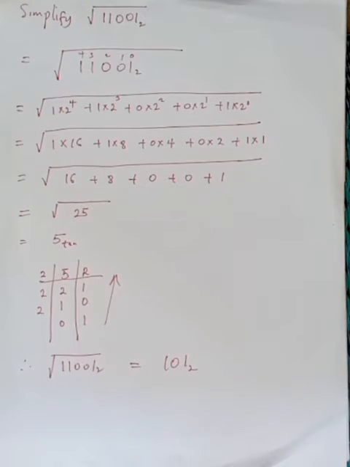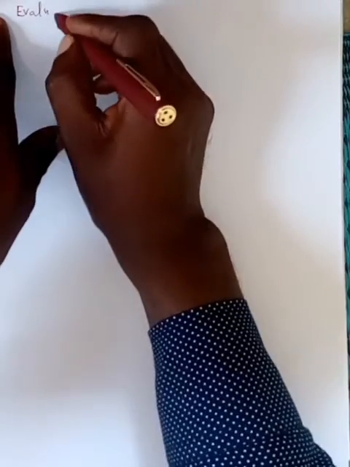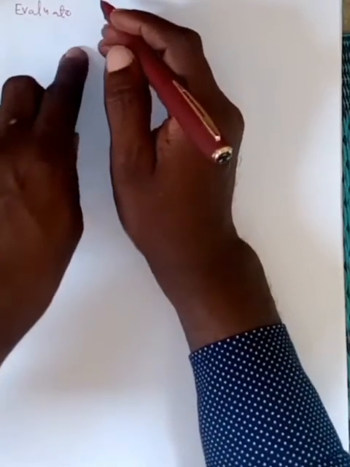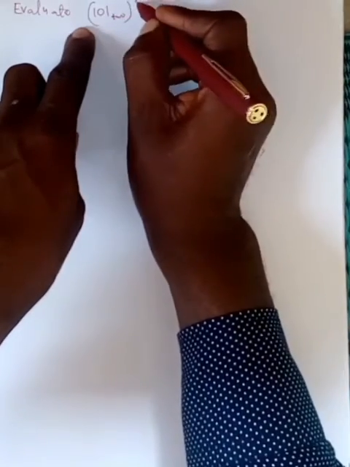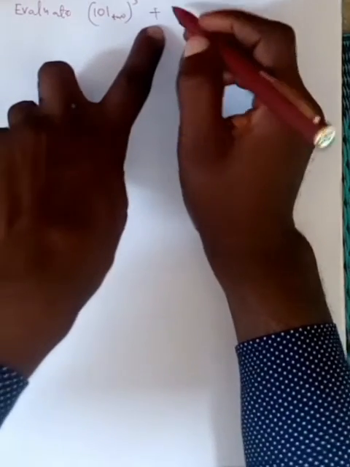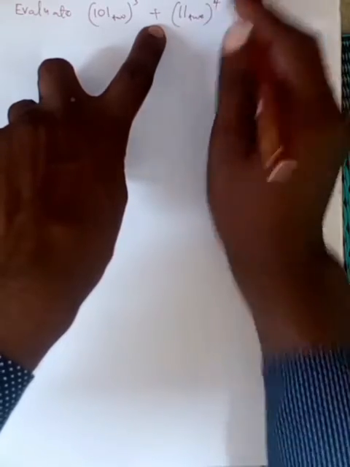We need to take a few more examples before we finally call it a day on this topic, so that we'll be able to move over to another topic. Now what we want to talk about is this: evaluate 101 base 2 raised to power 3, plus 11 base 2, everything here raised to power 4.